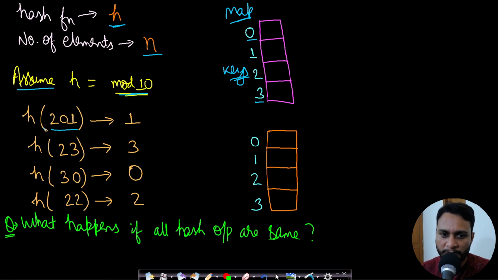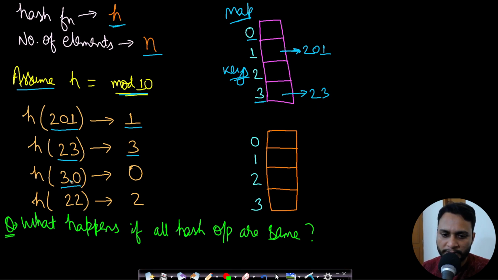Let's say we have element 201 initially. If we apply mod 10 on it, then the key value will be 1. Therefore this 1 will be storing value 201, right? We are using the chaining technique, therefore we will be storing the elements in a linked list. Now comes 23. So 23 is having a key value as 23 mod 10, which will be 3. So this linked list which is at key 3 will be storing the value 23, right?